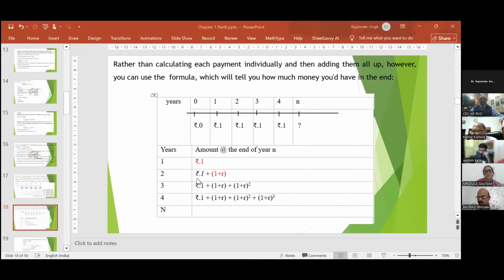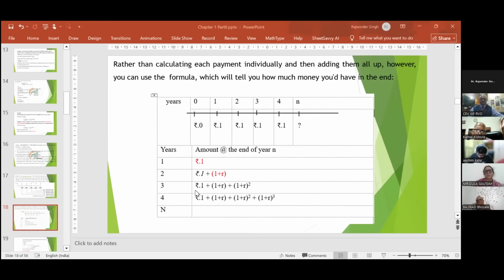And at the end of the second year, you deposit another 1 rupee in the bank. So at the end of the second year, you have an amount in the bank of rupees 1 plus (1 plus R). Is it clear? And at the end of the third year, what will be there? This 1 plus R will become (1 plus R) square, and this 1 will become 1 plus R. And you deposit another 1 rupee in the bank.